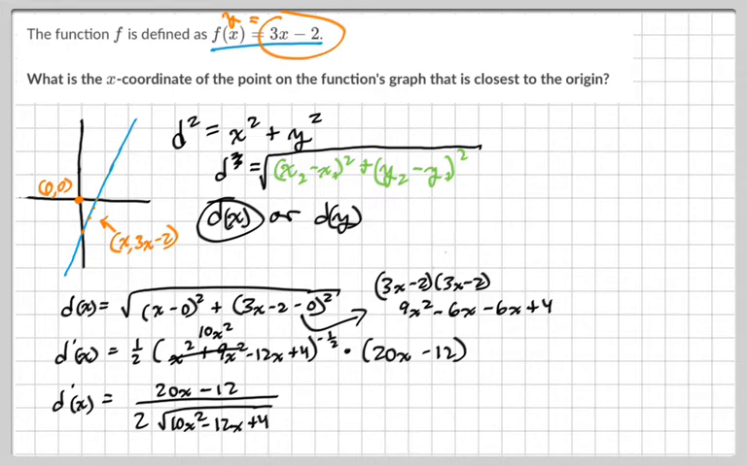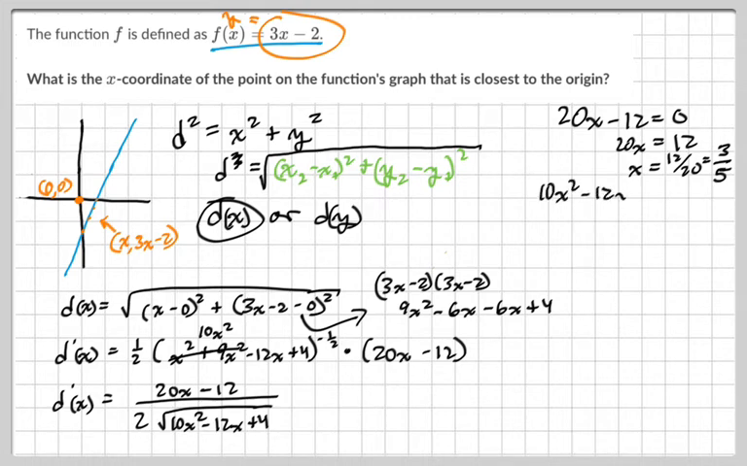Now we need to find our critical values. So I'm going to take the numerator and set it equal to 0. And when I do that and I solve it, I get 3/5. And then I had to find where the denominator equals 0 because I also have to find out where we are undefined, where we do not exist, where the slope does not exist.